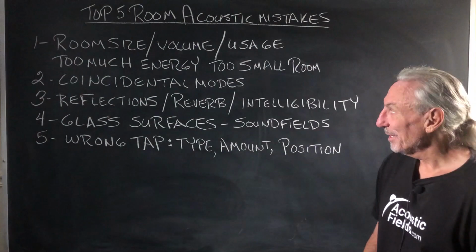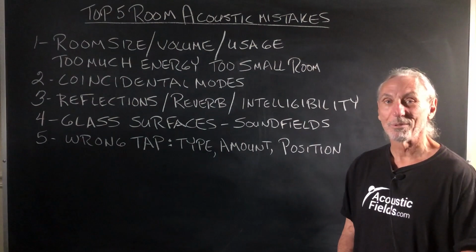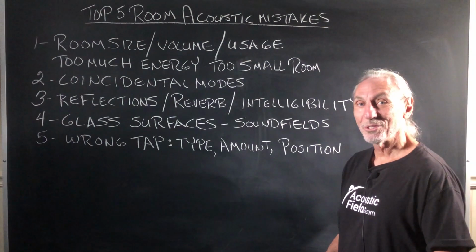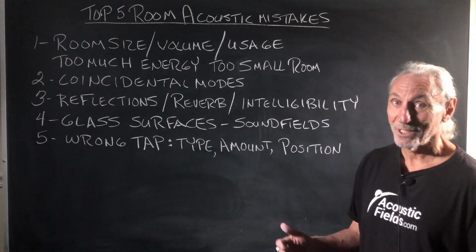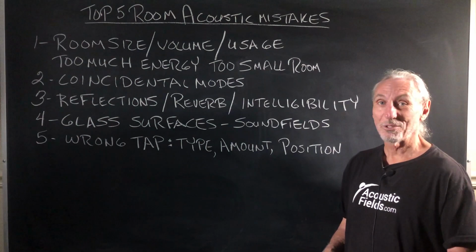What's the first thing I always see? Trying to do too much in too small of a room. Always the case. The room size, volume, and usage just don't go together. It's like a subwoofer. You can't put a huge subwoofer in a closet. You can't do certain things in certain room sizes. It's just physics, okay? Too much energy, too small of a room. See it all the time, okay?